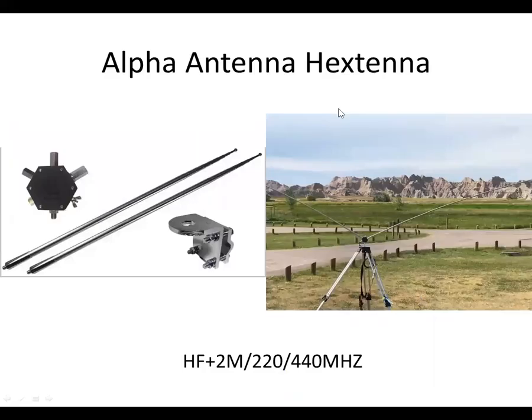And finally, this is another case study of a dipole. This is Alpha Antennas Hextenna. And what it is, it's a dipole that can be set up anywhere from 2 meters, actually 440 megahertz, all the VHF, UHF frequencies, the 3 bands, and all the HF frequencies.